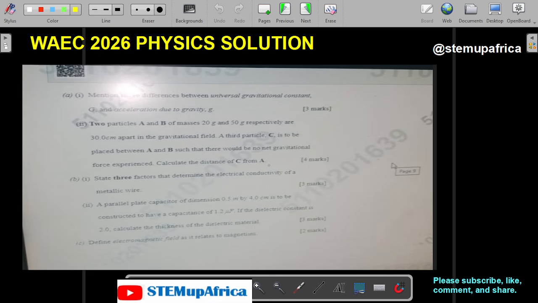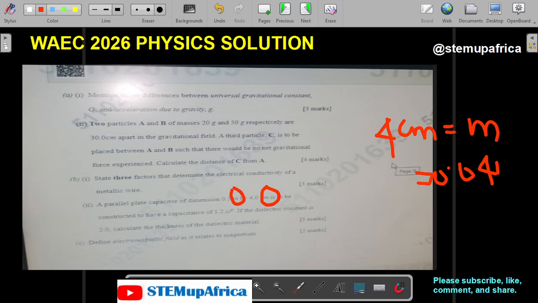So let's see question B, Roman figure 2. A parallel plate capacitor of dimension 0.5 meter by 4 cm. The unit is wrong from the beginning, 4 cm and 5 meters, so you have to convert the 4 cm to meters. That will give us 0.04 meters. You cannot work with meters and cm at the same time, so we convert one to the other. It's to be constructed to have a capacitance of this. If the dielectric constant is this, calculate the thickness of the wire.